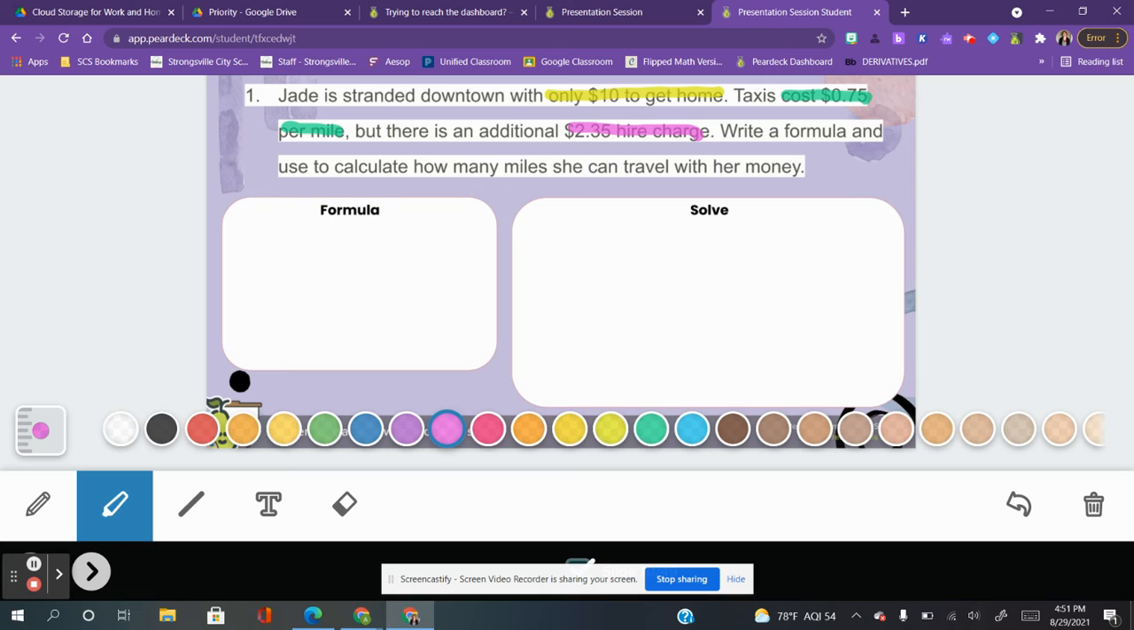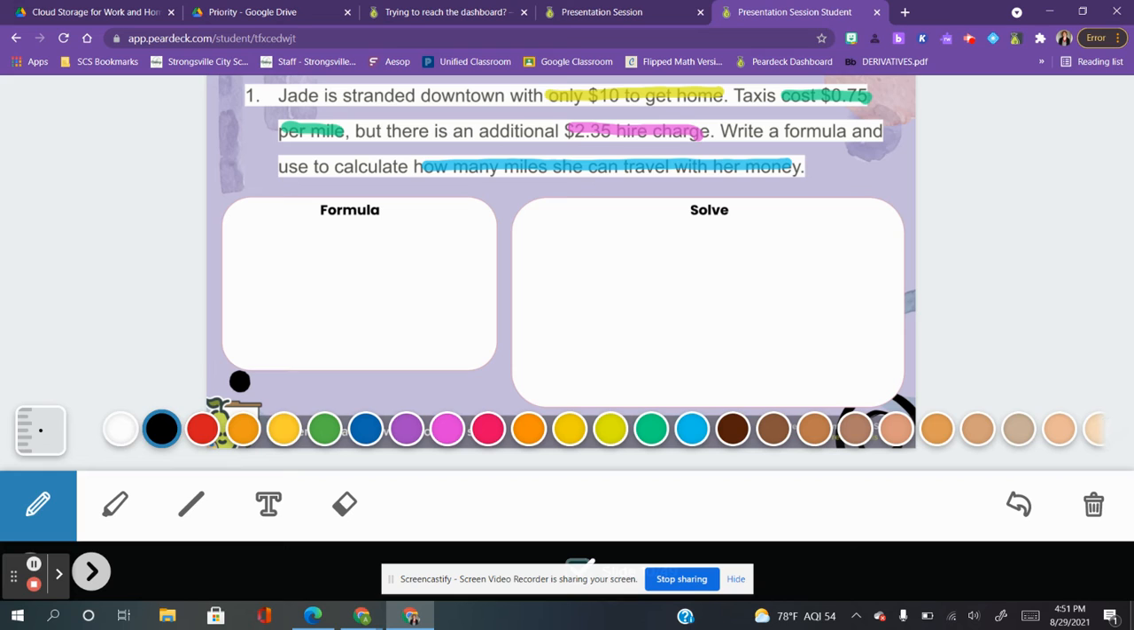Again, just like the plumber, that means no matter how far or how long I'm in that taxi, I have to pay $2.35 no matter what. All right, it says write a formula and use it to calculate how many miles she can travel with her money.